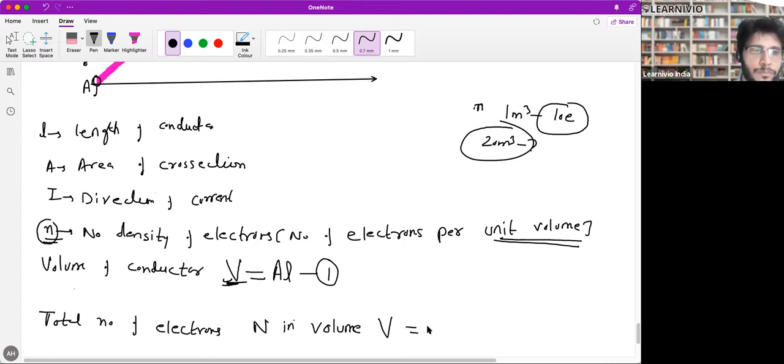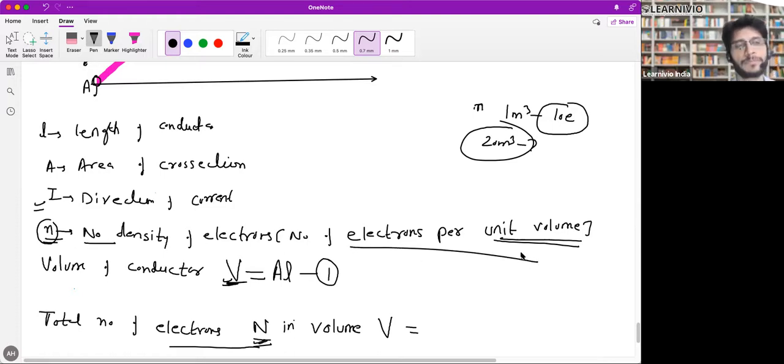I need the total number of electrons. How would you calculate the total number of electrons? What is I here, Shahzada? The current. And what you are supposed to calculate is the total number of electrons. What is small n? It's the number density of the electrons. What do you mean by number density? Just read this statement.